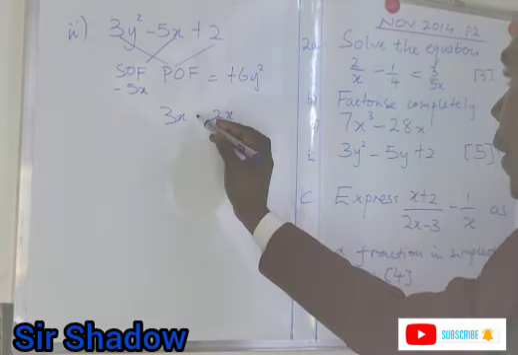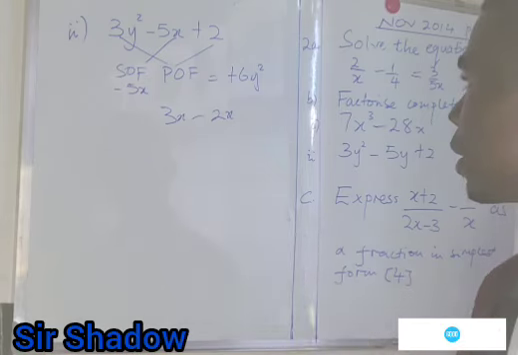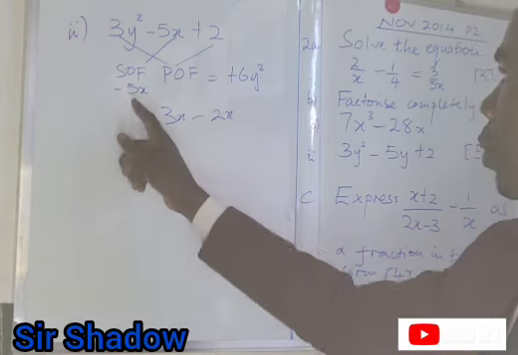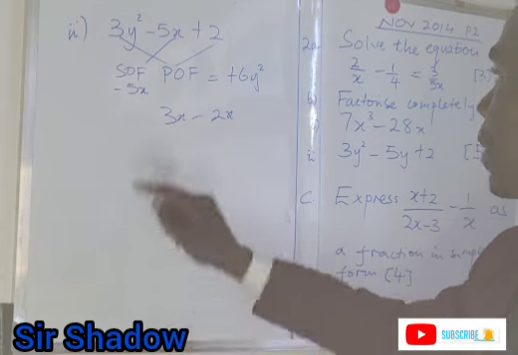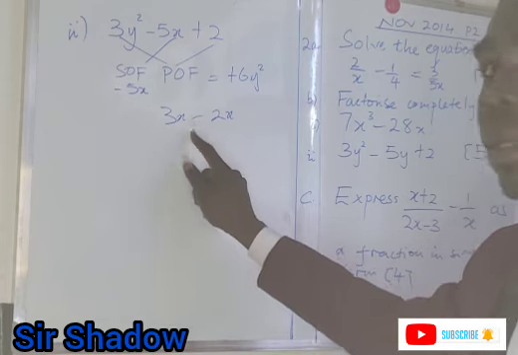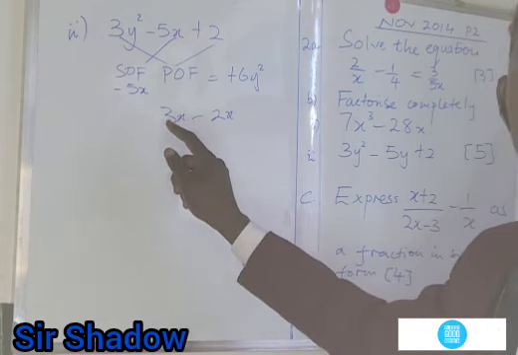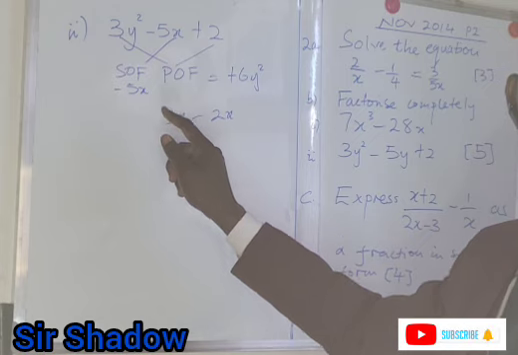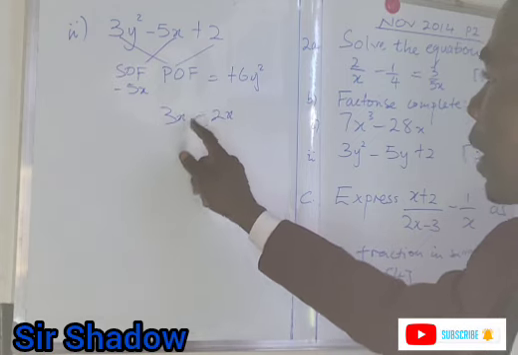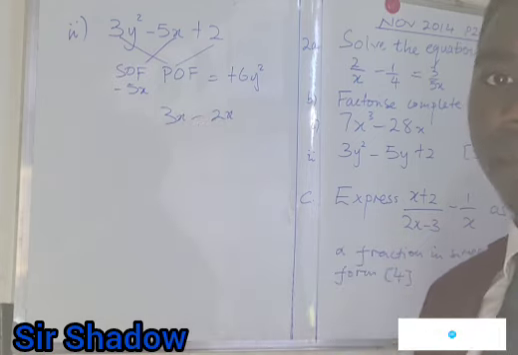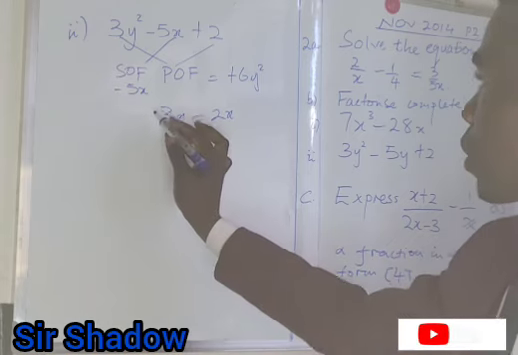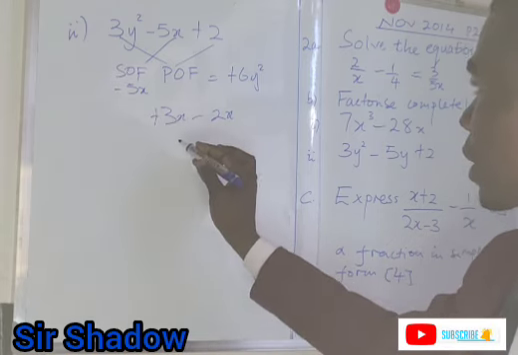If you put negative here, it becomes 3x minus 2x, which is 1x, which is not equal to minus 5x, which means this one can't apply. This sign, plus 3x minus 2x, can't apply.